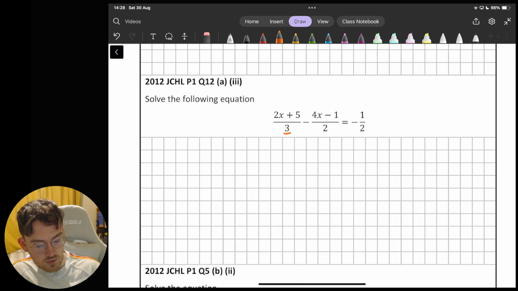I'm primarily just going to look at the left-hand side here. I want to make that fraction into one fraction. I'm going to leave the half for the moment. I'm not going to worry about it yet. So we're going to combine these fractions. Common denominator for 3 and 2 is going to be 6.